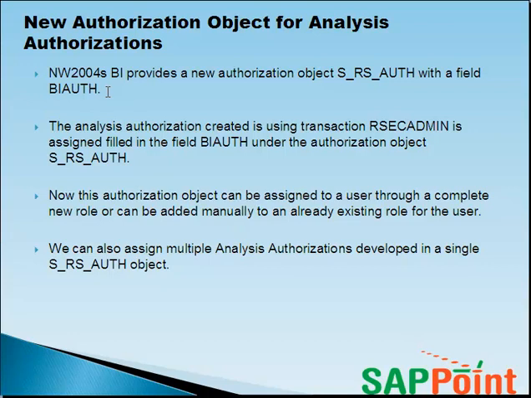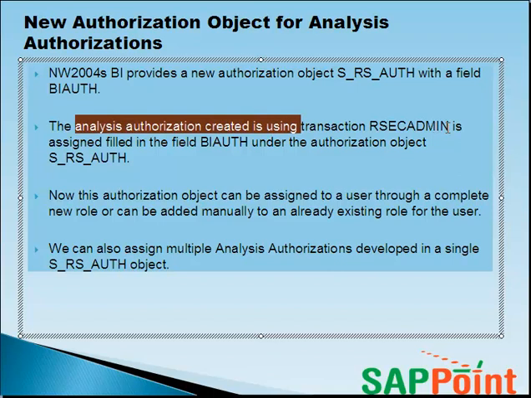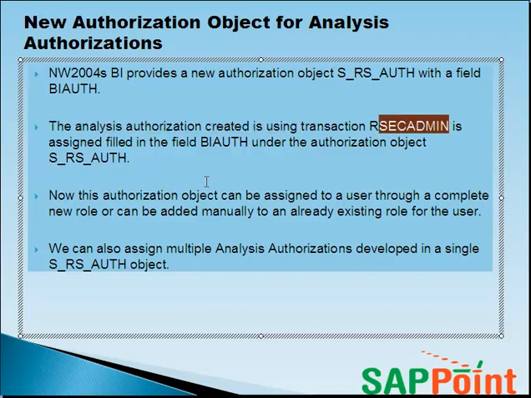So BI provides a new authorization object S_RS_AUTH with the field name BI_AUTH. This is a field that will contain the analysis authorization that you created. Now, how do we create the analysis authorization? Using the transaction RSECADMIN. So whatever you create, you put that value in this object. Now, this authorization object can be assigned to a user through a completely new role or can be added manually to an already existing role of the user.